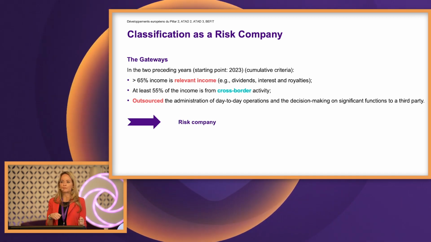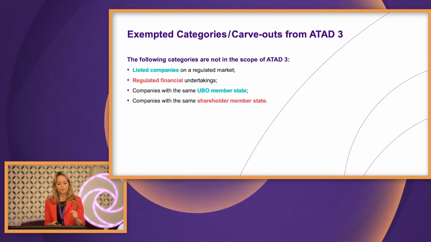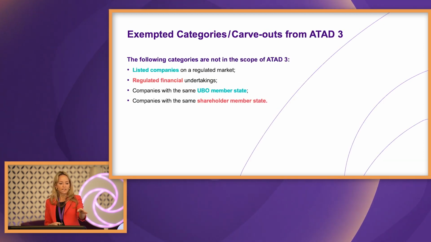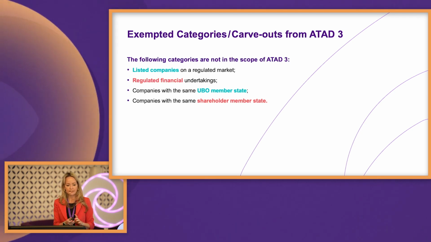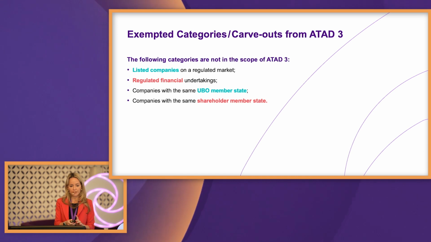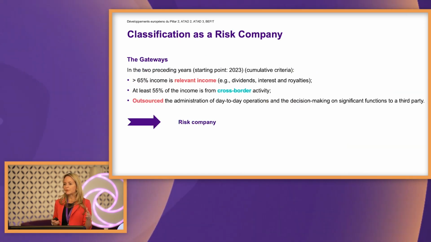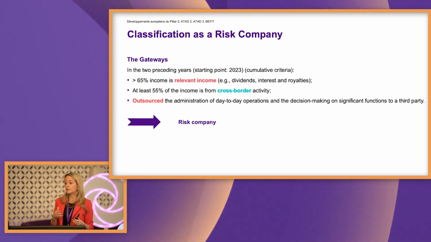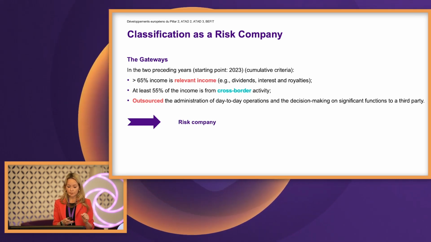So here you have a flag. You're like at risk. Unless, that was the previous page, you are an exempted category. Again, ATAD 3 doesn't want to hit listed companies, regulated financial undertakings, and some other examples. So there are some exemptions. But let's say you're a regular company and you are flowing passive income in through a European holding company, and you have outsourced your management, then you are a risk company.